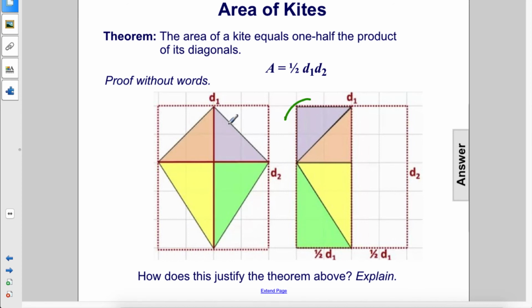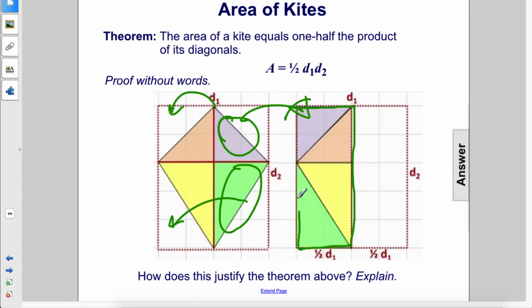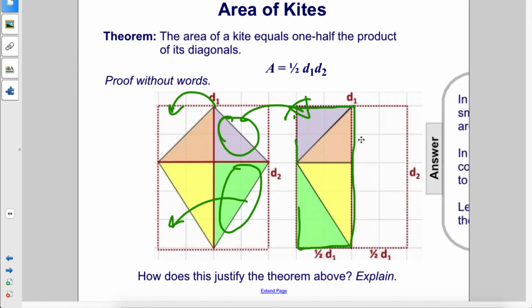If we take this purple triangle here and move it to the top left over here, we get this. And if we then take this green triangle and move it over here, we get this. So we can reform this kite as a rectangle whose area is 1/2 D1 times D2.